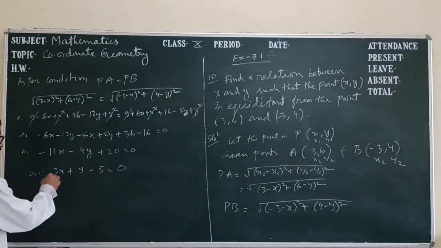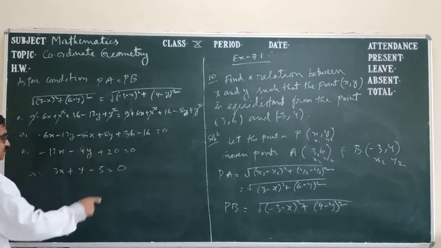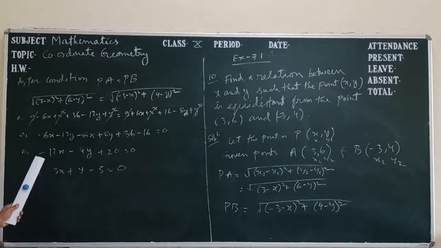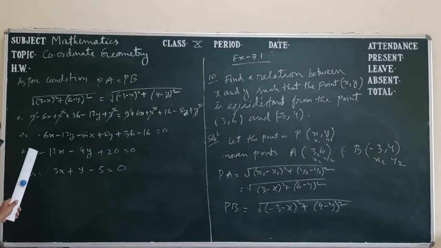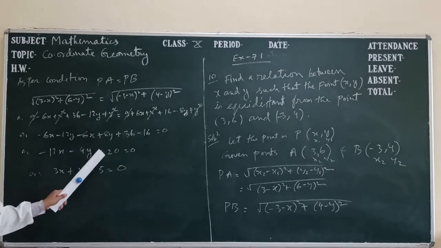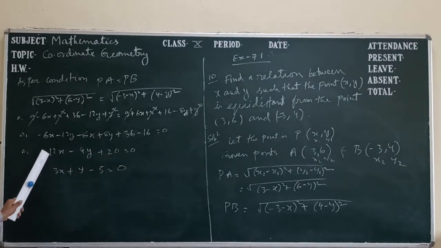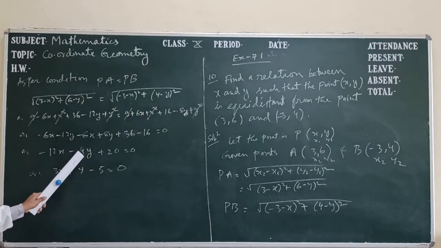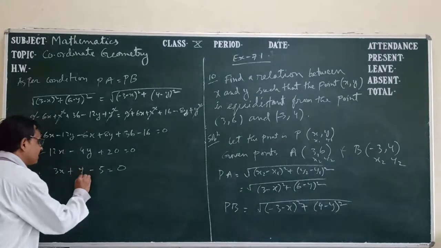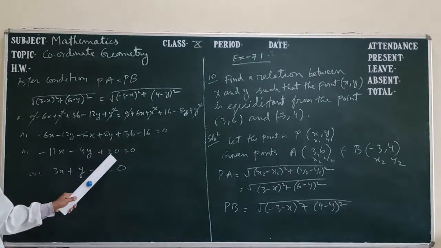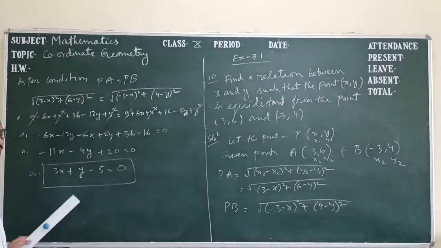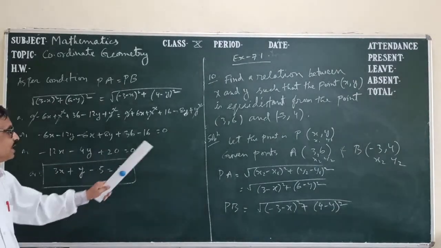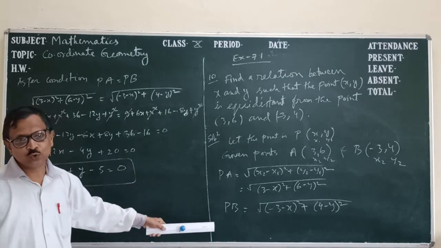After that we divide all the terms by minus 4. If we divide all the terms by minus 4, then this will be minus 3x divided... the signs change and then divide by 4, so this will be 3x. Minus 4y divided by minus 4 means only y will be here, and 20 divided by minus 4 is minus 5. So this is the relation between x and y, the answer, if PA is equal to PB.